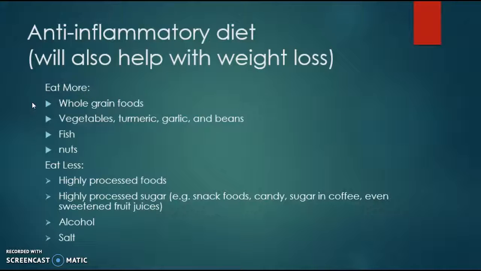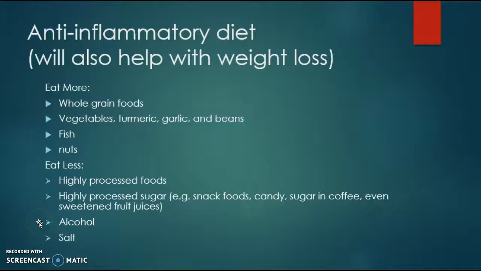The anti-inflammatory diet is going to be critical in this patient's case to reduce swelling, restore function and decrease pain, especially because of the osteoarthritis. So I'll have the patient eat more whole grain foods, more vegetables, turmeric, garlic, and beans, more fish, and more nuts. And especially I'll have the patient eat less highly processed foods and highly processed sugar, such as snack foods and candy, sugar in your coffee, and even sweetened fruit juices, which can be really high in sugar.